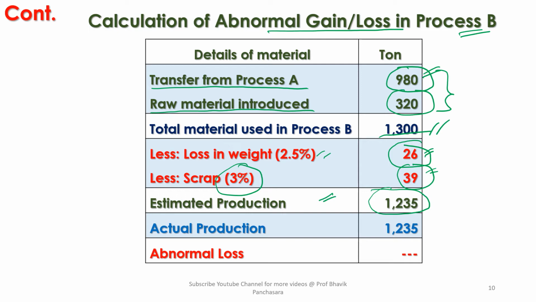Now we are comparing this with the actual production given in the question. So here we can find out that the actual production and estimated production are both equal. There is no difference. So here for process B there is no abnormal loss or gain.